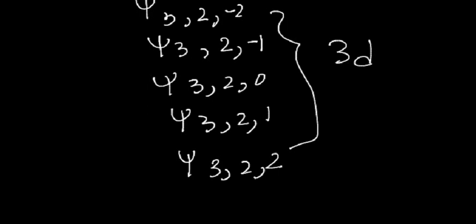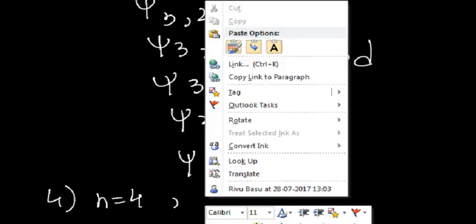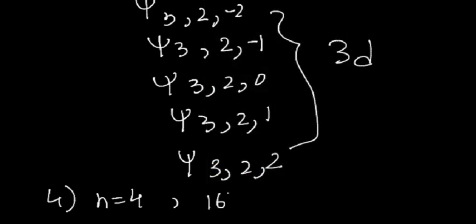And for n equals 4, the total number of orbitals, I'll just write it down. For n equals 4, the total number of orbitals will be 16, including 7 4f orbitals.